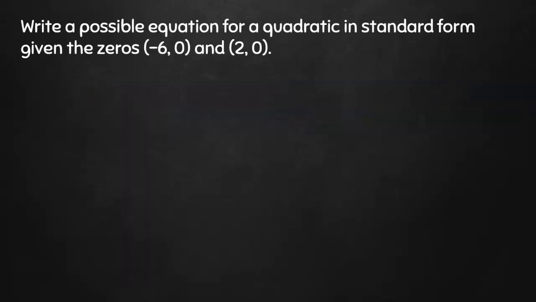So let's look at this example together. Write a possible equation for a quadratic in standard form given the zeros (-6, 0) and (2, 0). The first thing we want to do is identify what your zeros are. They are -6 and 2. So these are your answers. These are x is equal to -6 and x is equal to 2.